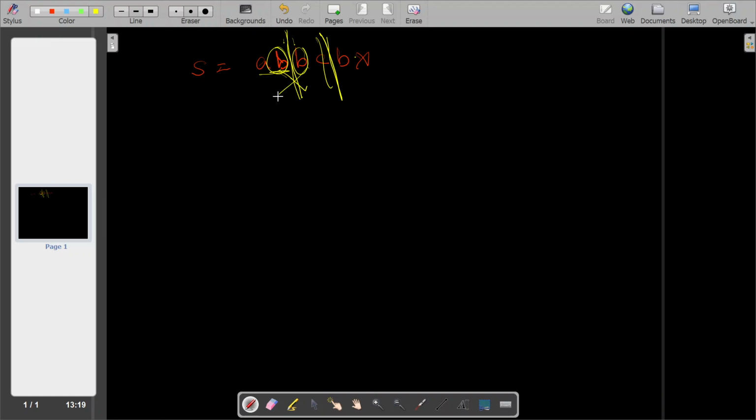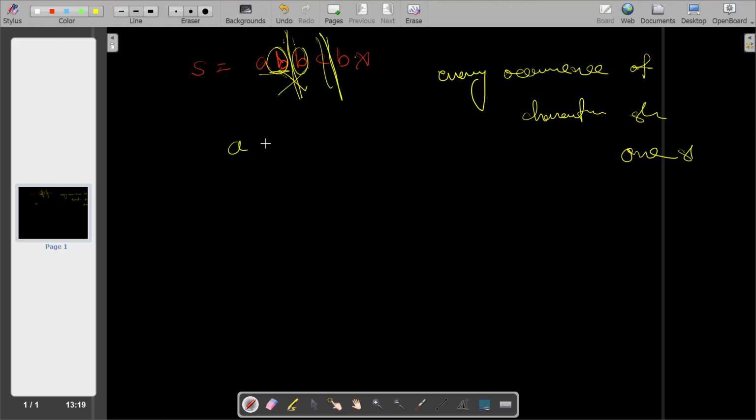So what we have to keep in mind is that every occurrence of a character should be in one substring. So suppose A, B, B, C, B, B, and X. We will keep all four B's in one substring, so we cannot break this.